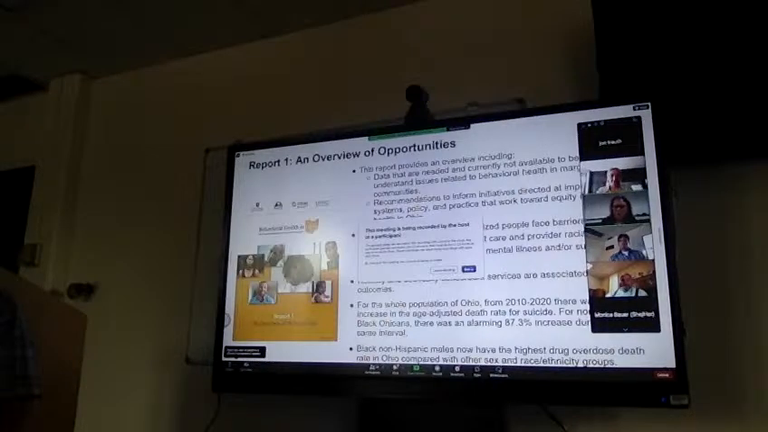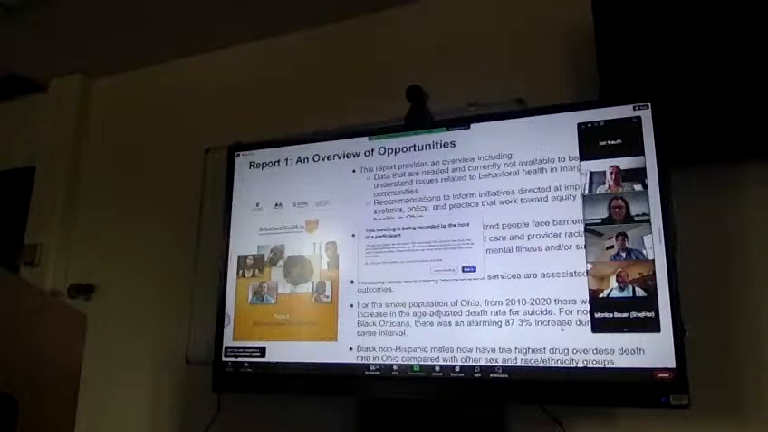We also know that national research shows that marginalized people face barriers to care, and these include access to culturally competent care and provider racial bias. It also includes stigma. We also importantly know that racially and ethnically concordant care is associated with better outcomes. This stat that we have in the report is sobering. For the whole population of Ohio, from 2010 to 2020, there was an increase in the age-adjusted death rate for suicide of, my picture is blocking it here, 14%.